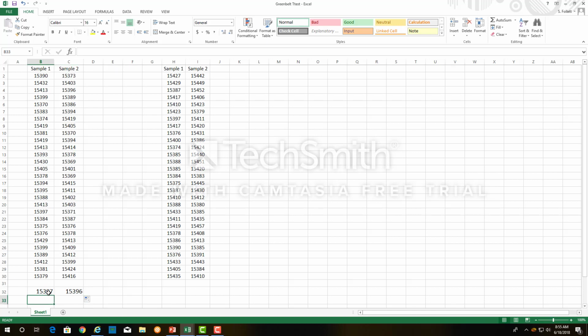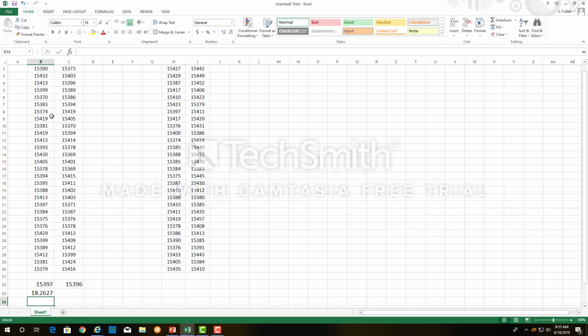And I also want to know the variation. The way I do that was a standard deviation. Again, it was a sample, so I'm going to use a sample standard deviation. Type in my first array, close it off. So there's my standard deviation, 18.2627. Second one is 17.0689.